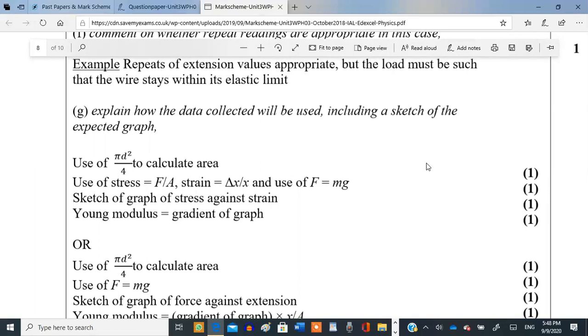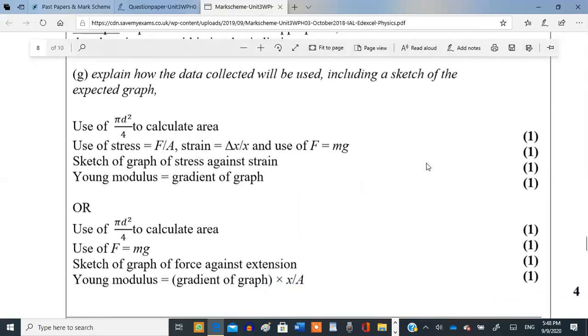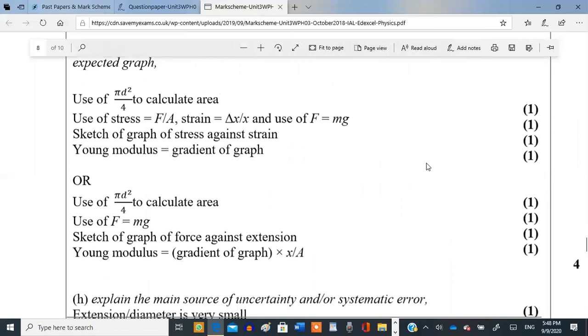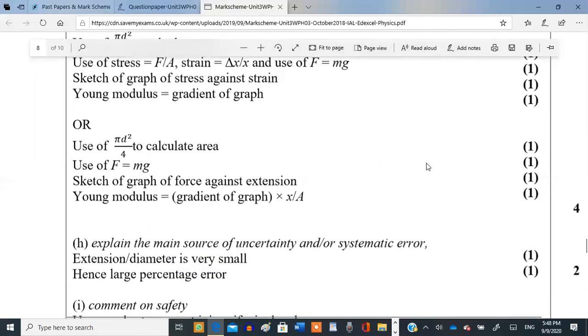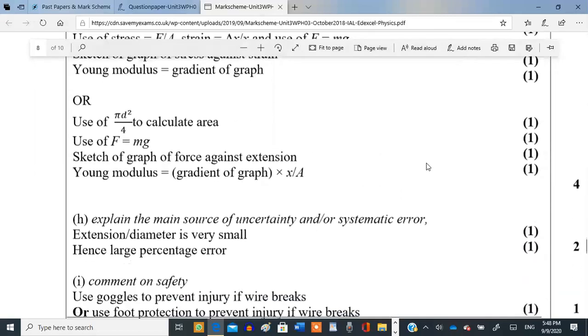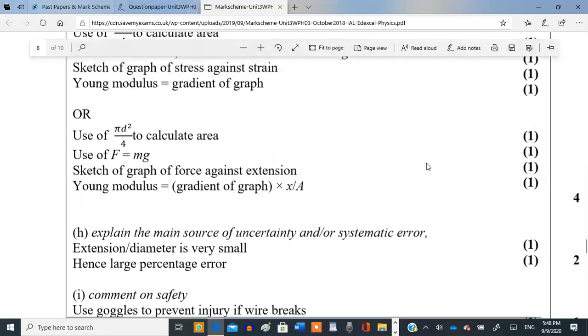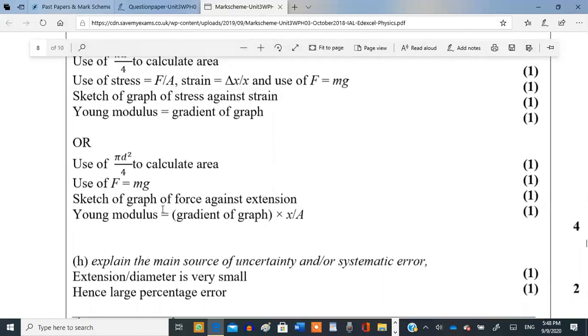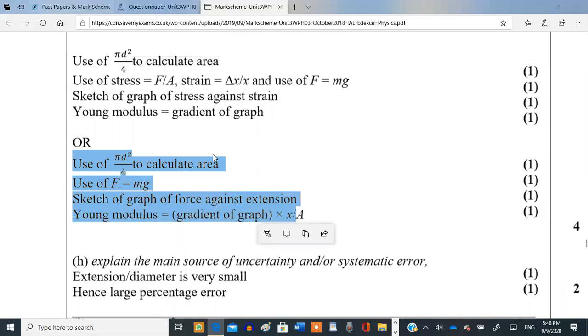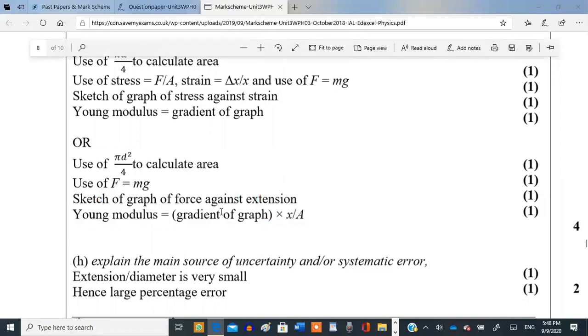So we've used pi d squared upon 4 to calculate the area, use stress, strain and stuff like that, and the Young modulus is a gradient. Or you could use mg. The second one, we did the second one, use of pi d squared to calculate the area. Okay, we did mention this. We did mention F is equal to mg. We know that, right? But we didn't mention it, so it's better to mention that as well.